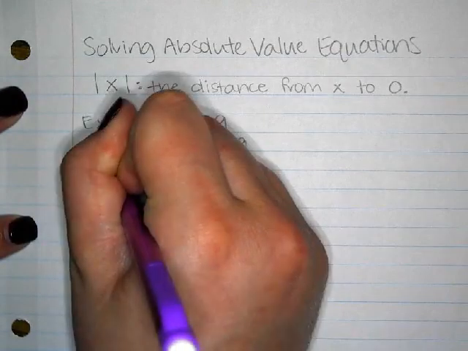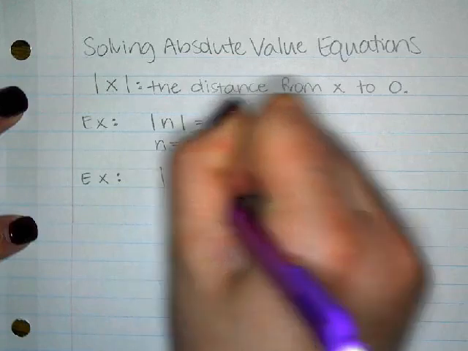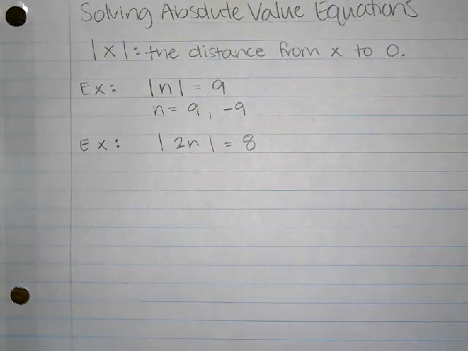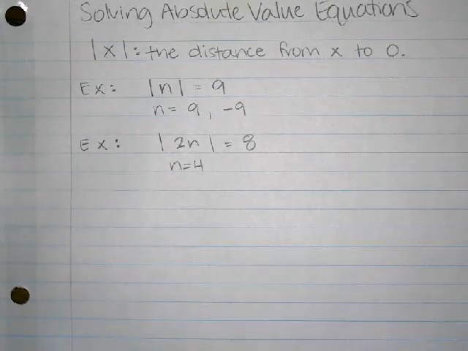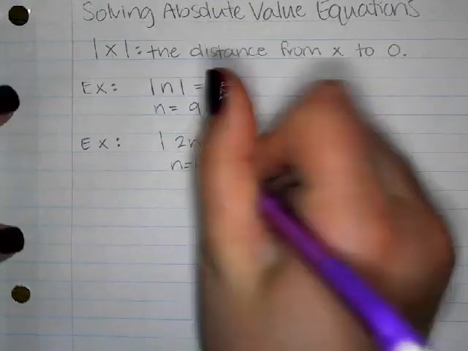Okay, let's try another one. Let's say that we had the absolute value of 2 times a number equals 8. So what number could you have where 2 times that number would be a distance of 8 away from 0? 4. If your number was 4, then 2 times 4 is a distance of 8 spaces away from 0. What else could your number be? -4. 2 times -4 is a distance of 8 spaces away from 0. So +4, -4.